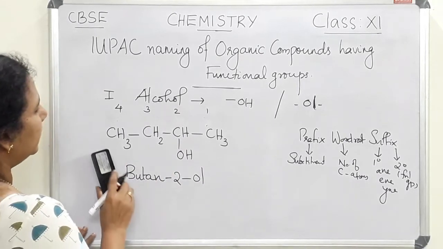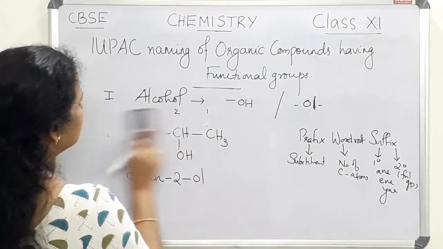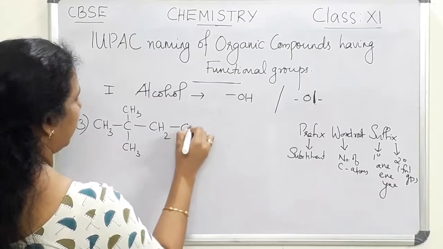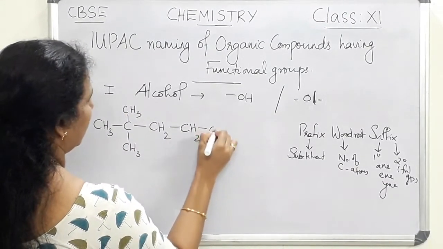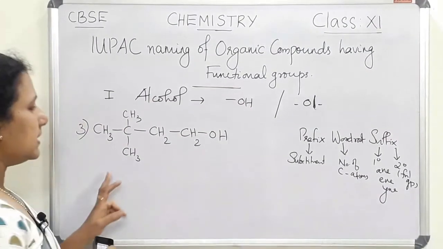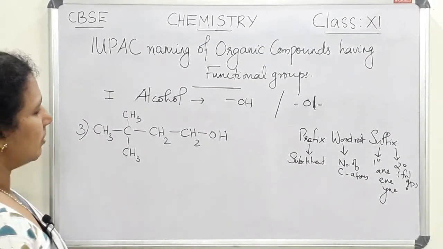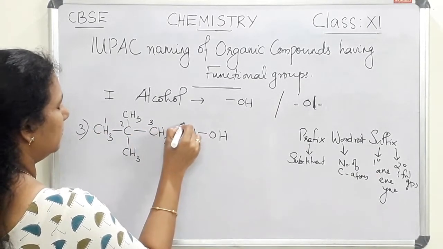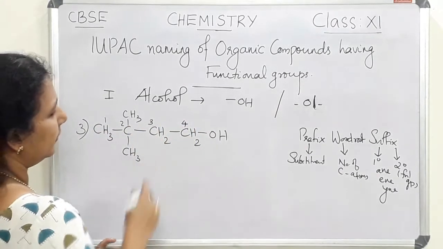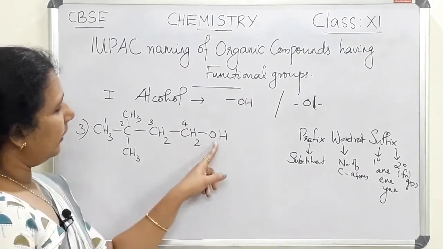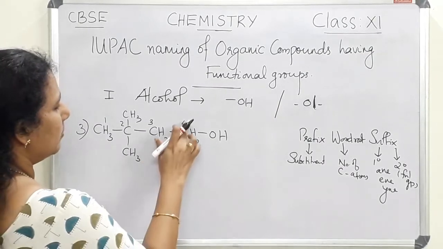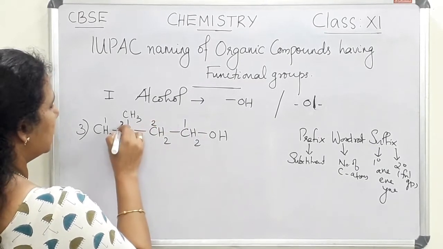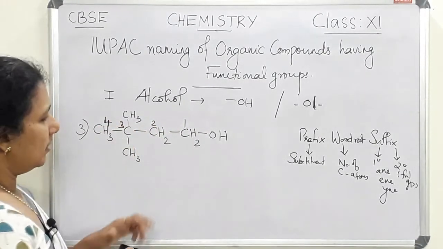So let us write another example. This is another example. Let us name this compound. First of all, we have to number this compound. If it is from left to right, this is the way of numbering. But OH is present with this carbon atom, so we have to number from right to left. That is the correct way of numbering.